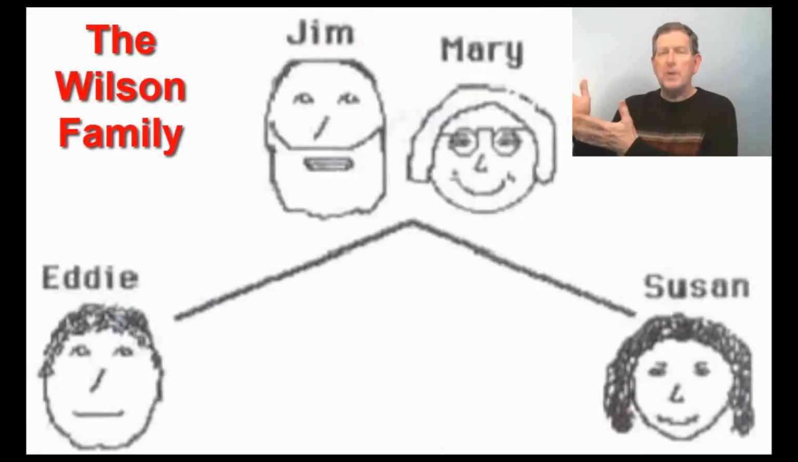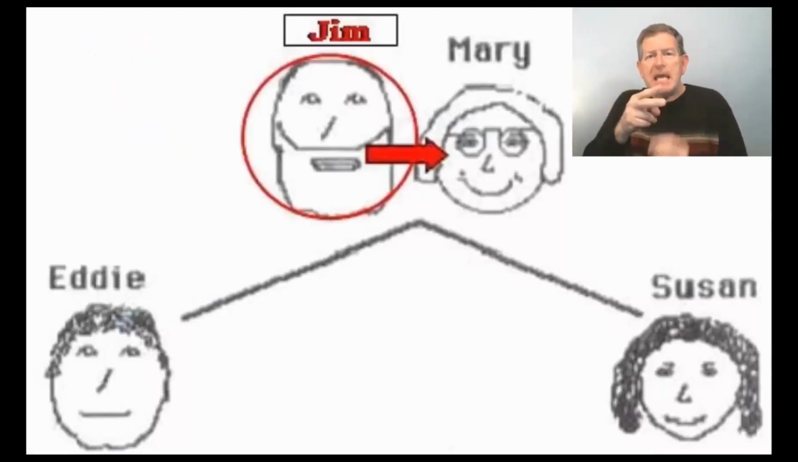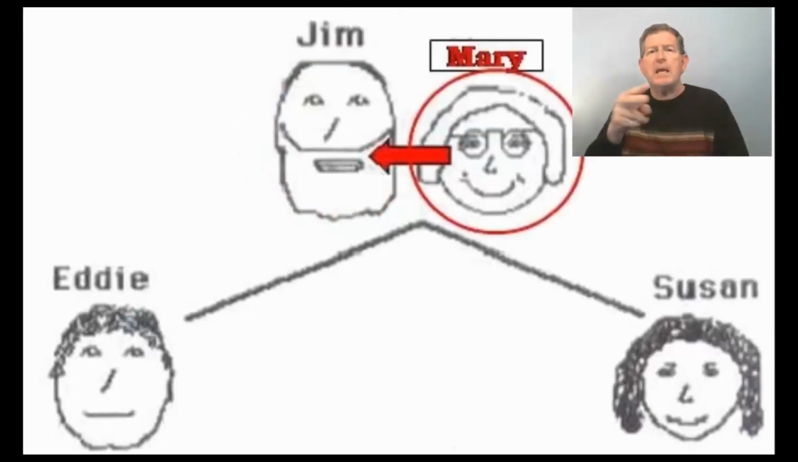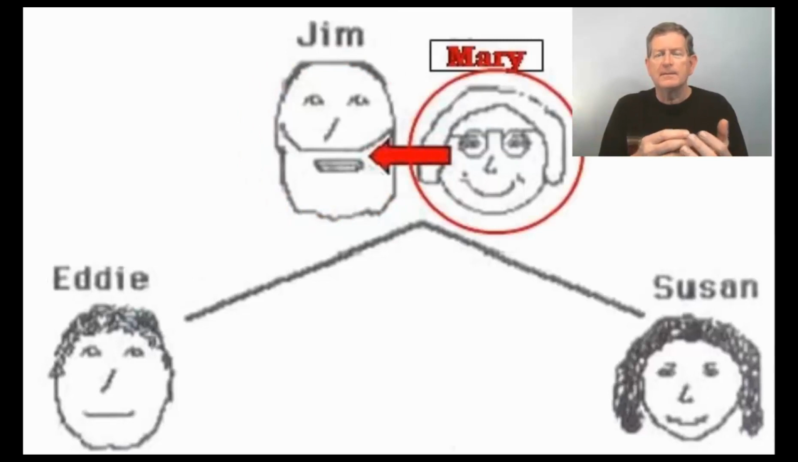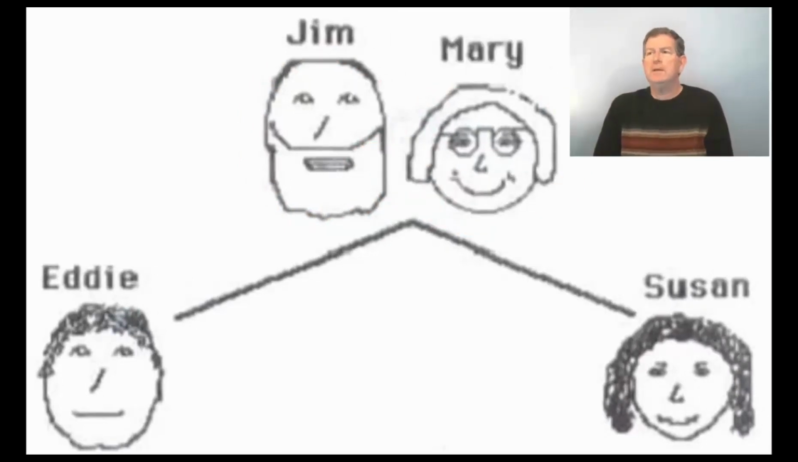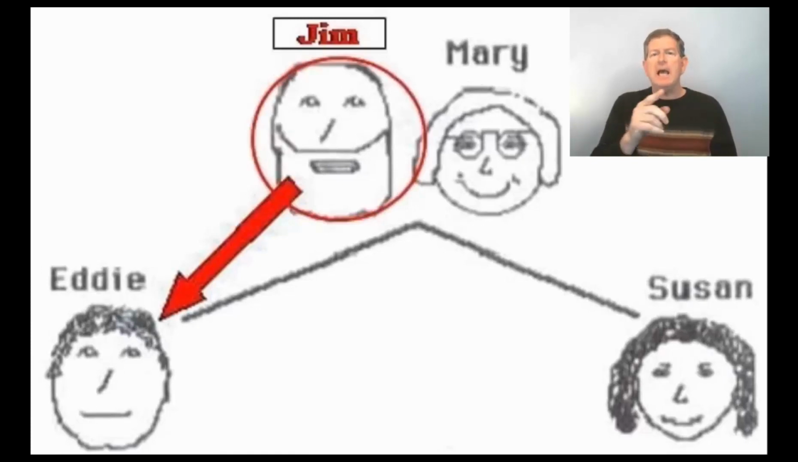Okay? So let's look at some family relationships. For example, here we have the Wilson family. Now, Jim is Mary's husband. Turn it around. Mary is Jim's wife. Repeat. Husband, wife. Okay, good. So Jim is Mary's husband, and Mary is Jim's wife. Now, Jim and Mary have 2 children, Eddie and Susan. So, Jim is Eddie's father.